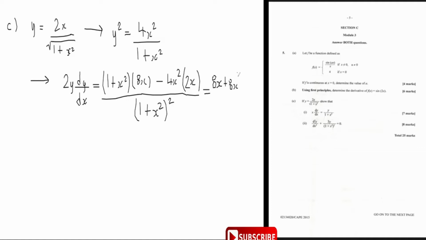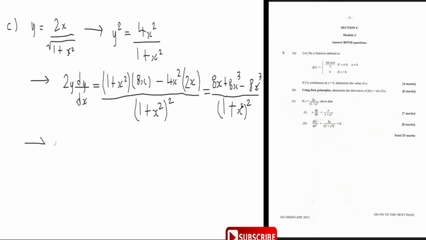And then I have 4x squared times 2x, that's also 8x cubed. So notice that the 8x cubed terms cancel each other. All right, and now I'm just dividing by (1 plus x squared) all squared. So the differentiation part is done already. All we're doing now is just testing our algebraic skills.